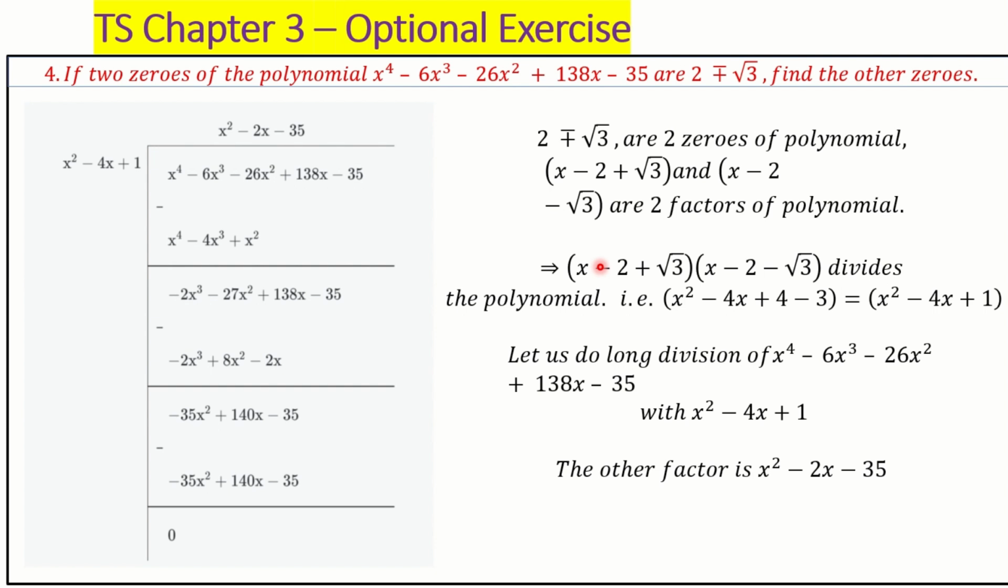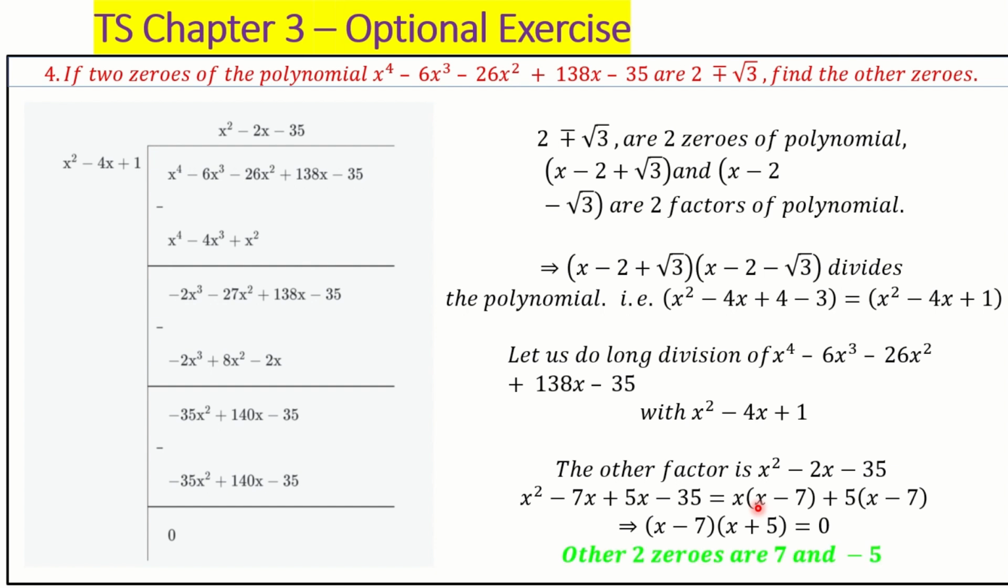x square minus 2x minus 35. This is the other factor. Now, if you factorize it, you can write minus 35 as minus 7 into 5, and minus 7x plus 5x. So from this, if you factorize, what you will get is x minus 7 and x plus 5. These are the other two factors. So x equal to 7 and minus 5, the other two zeros. So this is how we should do. We have done this before, so we'll follow the same steps here.